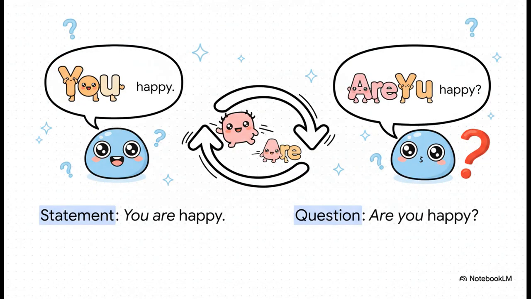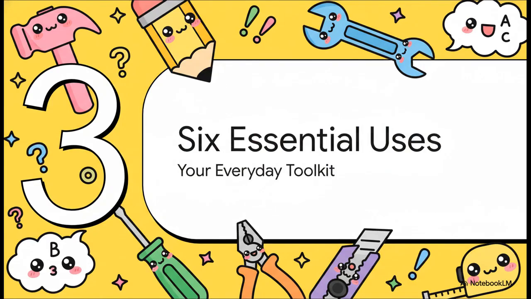And get this, making a question is so easy. All you do is you take the subject and the verb and you just swap them. You flip them. You are happy becomes are you happy. He is late turns into is he late. It's the same simple swap every single time. All right, so we know the teams and we know the rules. But when do we actually use these words in the real world? Let's break down the 6 most common situations you'll find yourself in. Think of this as your essential toolkit for describing, well, just about everything.